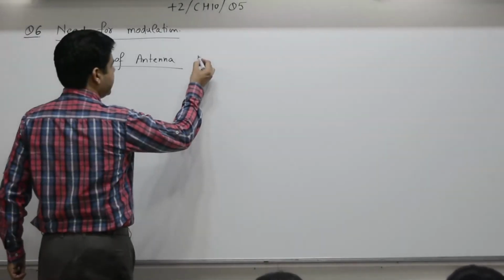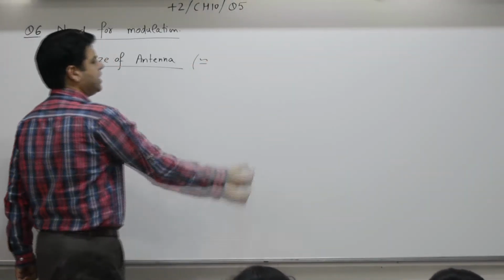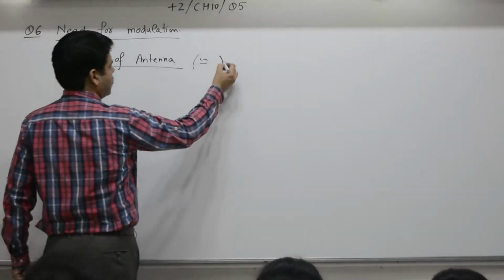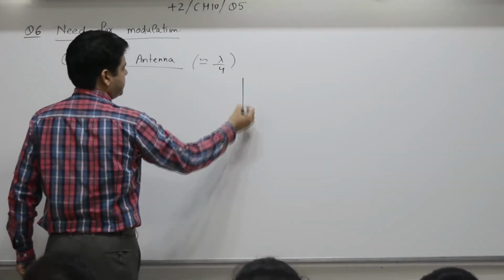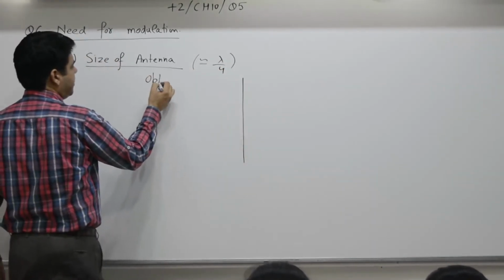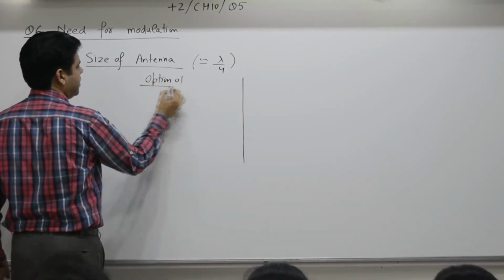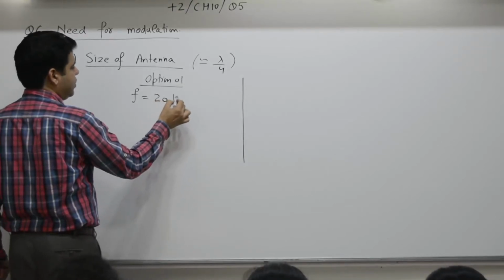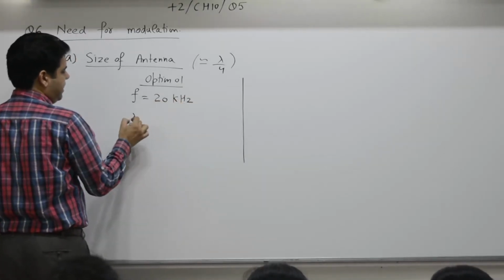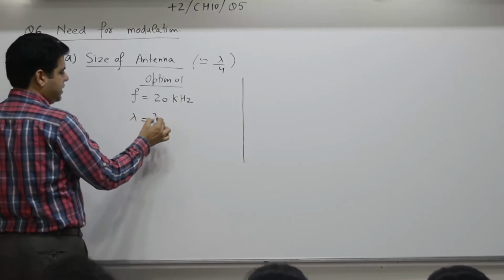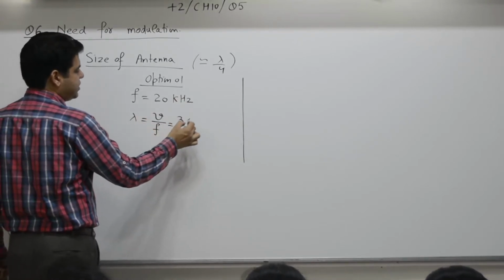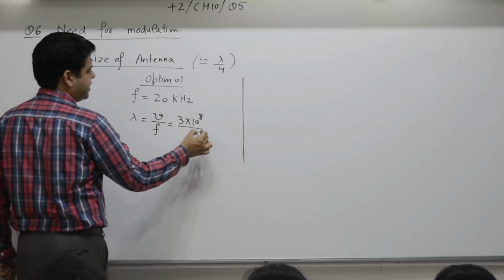Size of the antenna is approximately what in comparison to lambda? It is written somewhere, underline that: lambda by 4. So you have option 1, without modulation. Frequency 20 kilohertz. Wavelength is equal to speed of light divided by frequency. Speed of light is how much? 3 into 10 power 8.